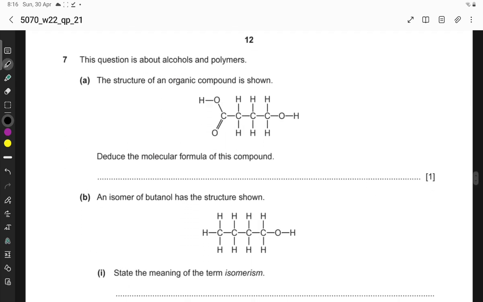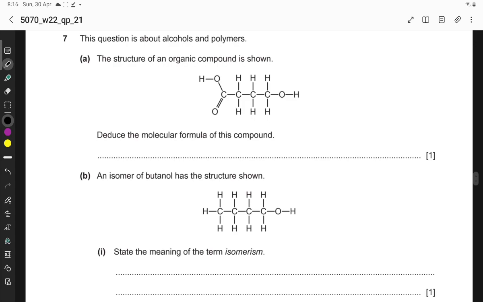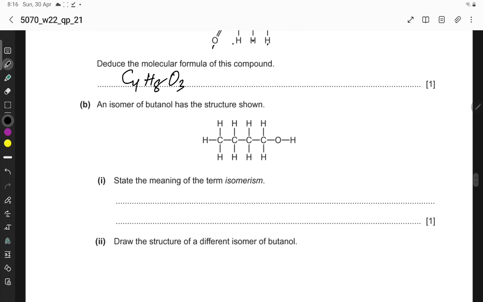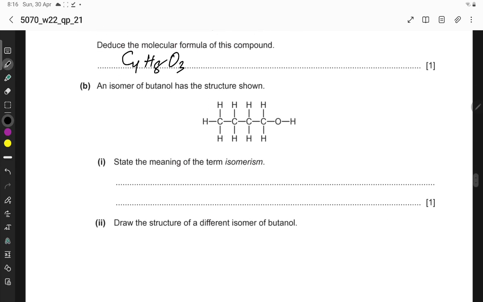Question is about alcohols and polymers. Deduce the molecular formula of this compound. 1 2 3 4 C4, 1 2 3 4 5 6 7 8 C4H8, and O. An isomer of butanol has the structure shown.